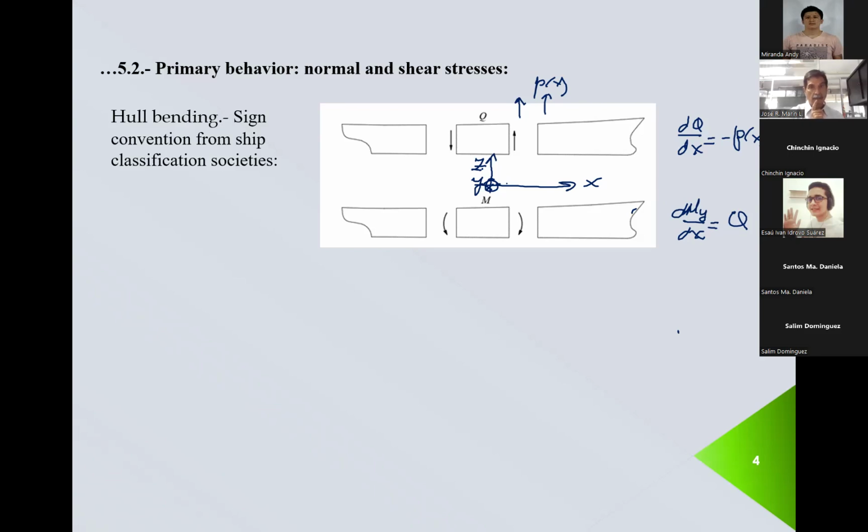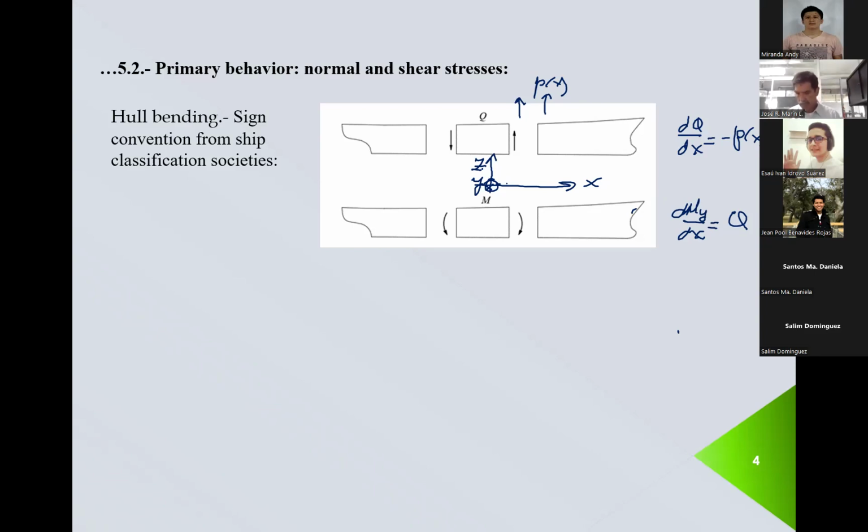Are you with me? So I didn't do this, okay? I just have to follow the rules. So when you do calculations, yes, you have to worry. I mean, you present results for a classification society. This is the sign convention that they employ. So when you mention that the bending moment is positive, that's what they understand, that the hull is like this. And that will receive a special name in a few seconds.